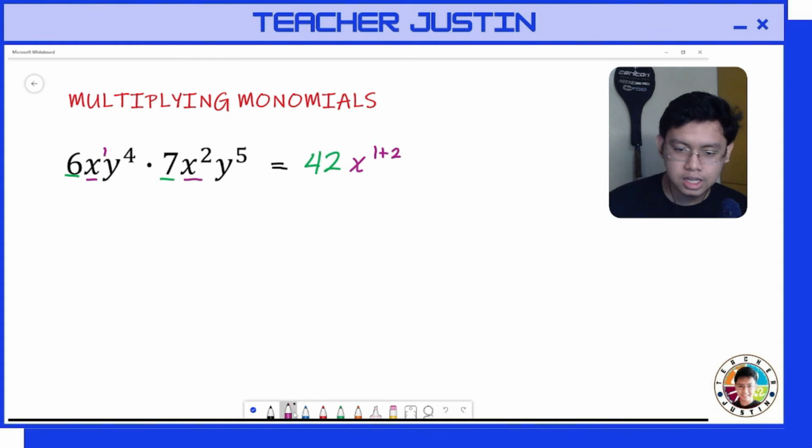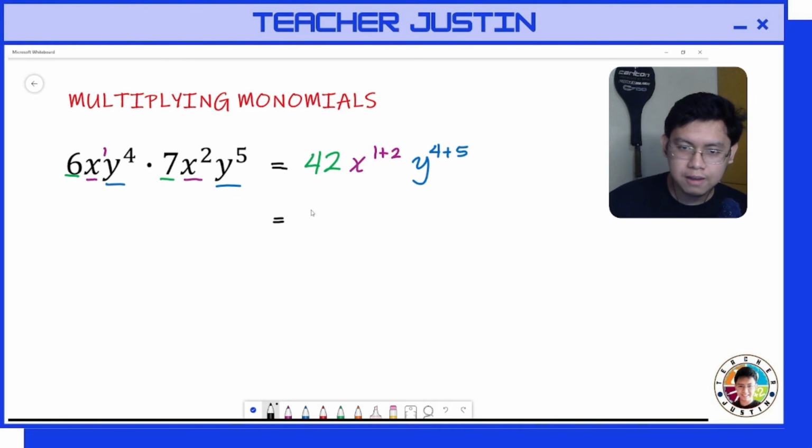Next, let's proceed to the variable y. We are going to multiply y^4 and y^5. So copy the variable y and then add the exponents, 4 plus 5. Then let's simplify our variables.